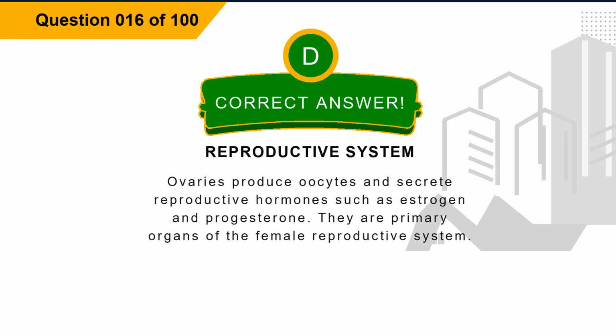The correct answer is option D, reproductive system. Explanation: ovaries produce oocytes and secrete reproductive hormones such as estrogen and progesterone. They are primary organs of the female reproductive system.